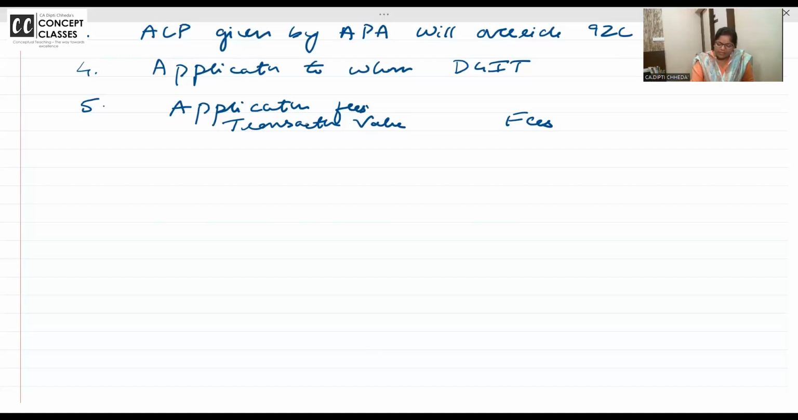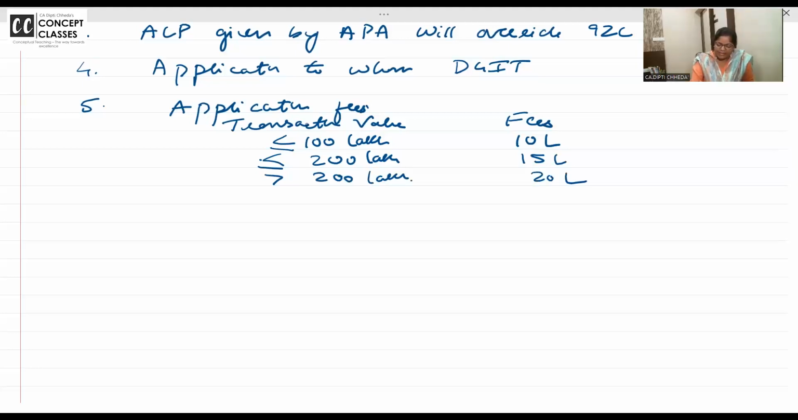ट्रांजैक्शन वैल्यू, कितना ट्रांजैक्शन वैल्यू है? लेस देन 100 lakhs, तो 10 lakhs आपका फीस है. लेस देन इक्वल टू 200 lakhs, तो 15 लाख आपका फीस है. ग्रेटर देन 200 lakhs, तो 20 lakhs आपका फीस है. और इसके साथ अगर रोल बैक के लिए भी जाना है तो 5 lakhs एक्स्ट्रा. मैम रोल बैक क्या है? अभी आई टेल यू.